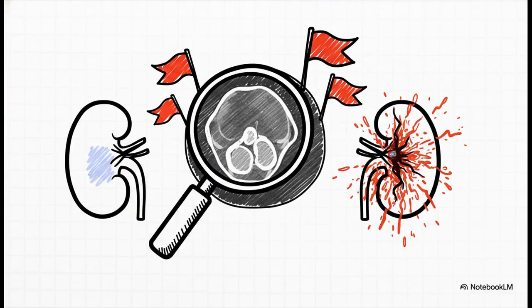Think of it like this. Certain findings on that CT are like bright, flashing red lights. They're the signals that tell you this isn't just a little bruise you can watch. This is something that could seriously threaten the kidney or even the patient's life.